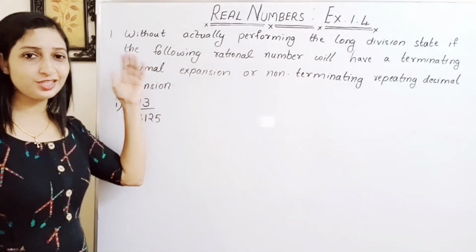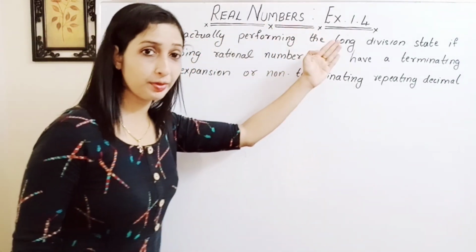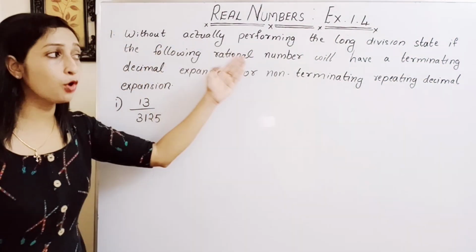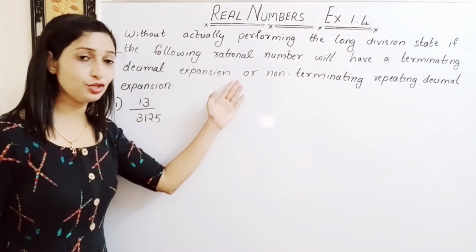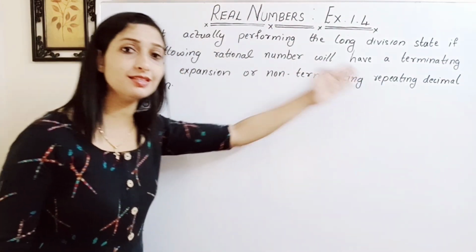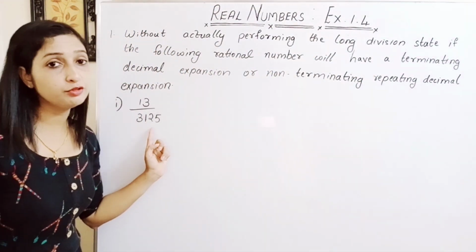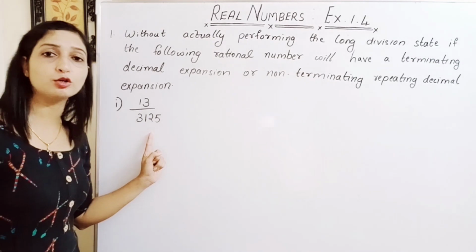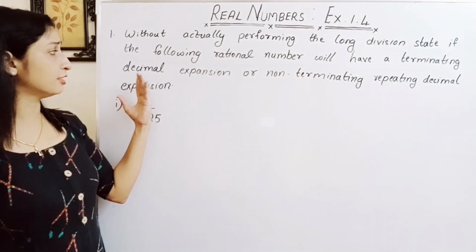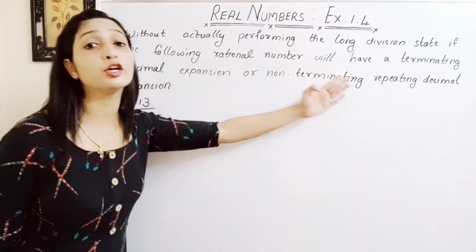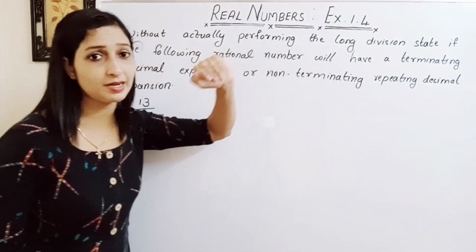So this is our first question. Without actually performing the long division, state if the following rational number will have a terminating decimal expansion or a non-terminating repeating decimal expansion. And the first question given is 13 by 3125. How will you check whether a given rational number has a terminating decimal expansion or a non-terminating repeating decimal expansion?